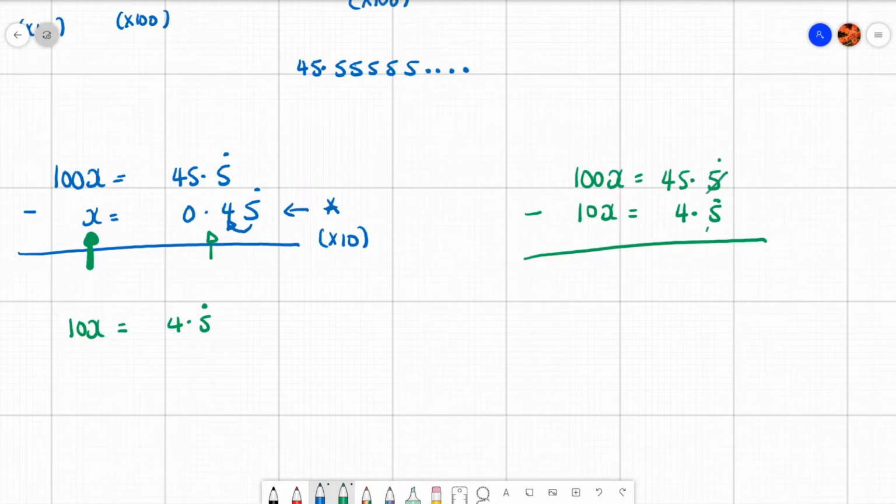Recurring 5 take recurring 5 is nothing. 5 take 4 is 1. 4 take nothing is 4. And then obviously we've got 100x subtract 10x. That gives me 90x. And I want to get rid of the 90 from the x. Remember, that's 90 times by x, so I need to do the opposite. So I need to divide by 90 on both sides. That cancels because I'm left with 1x. So x equals 41 over 90. So 0.45 recurring, as a fraction, is 41 over 90.